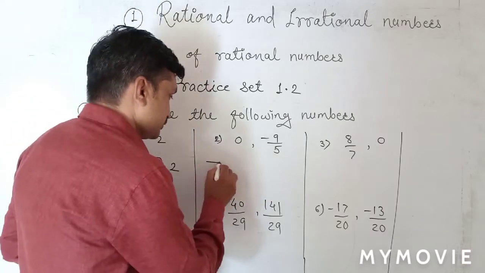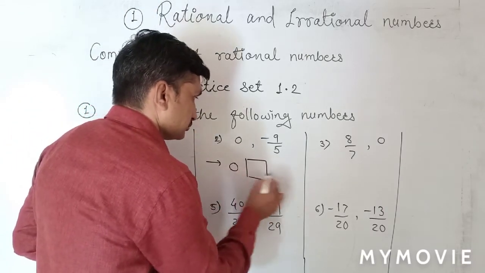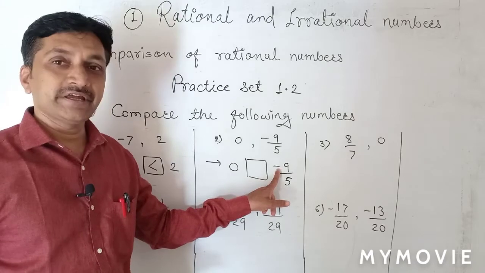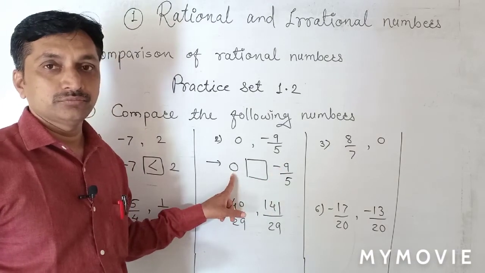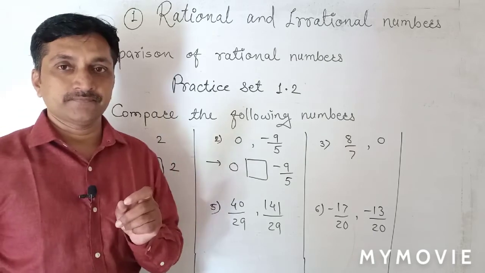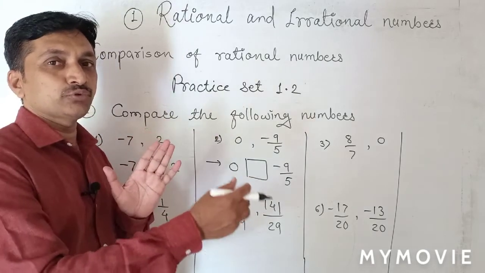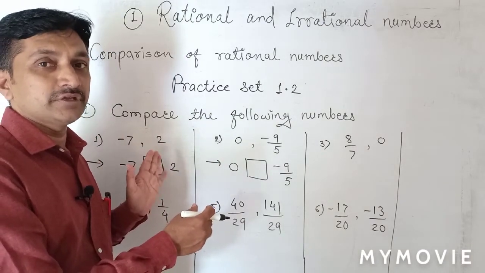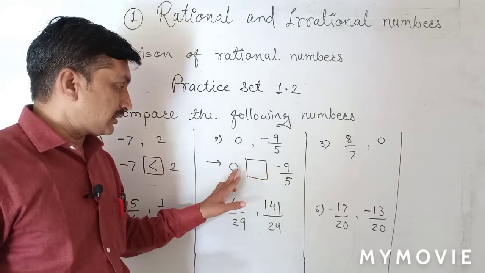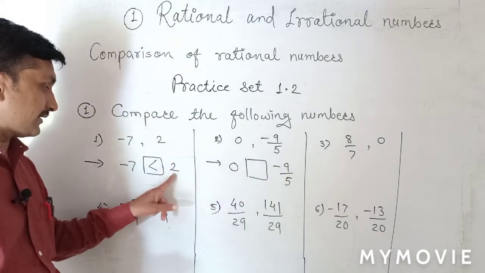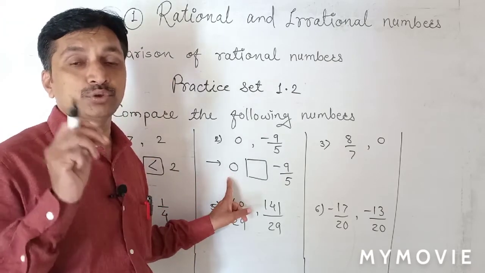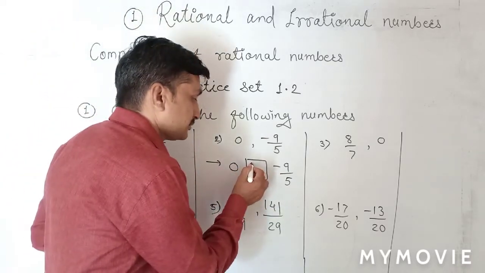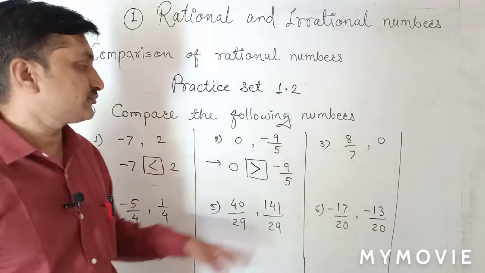Second pair is here 0 and -9 upon 5. Now here is negative, minus, and here is 0. 0 is the origin. To the right side of the 0 we write positive numbers, to the left of the 0 we write negative. As every positive number is greater than a negative number, 0 is also always greater or bigger than a negative number. That's why here 0 is bigger or greater than -9 upon 5.